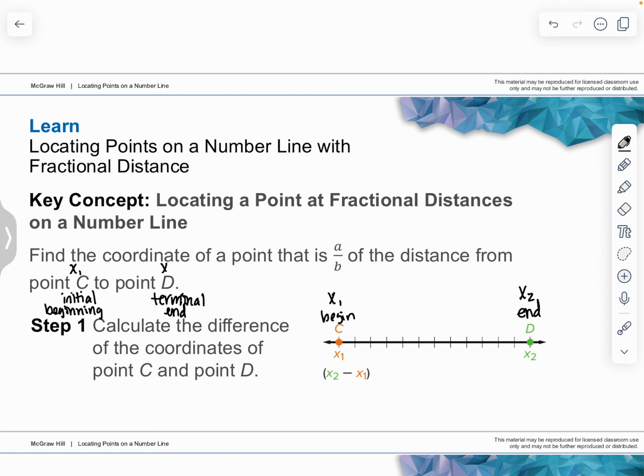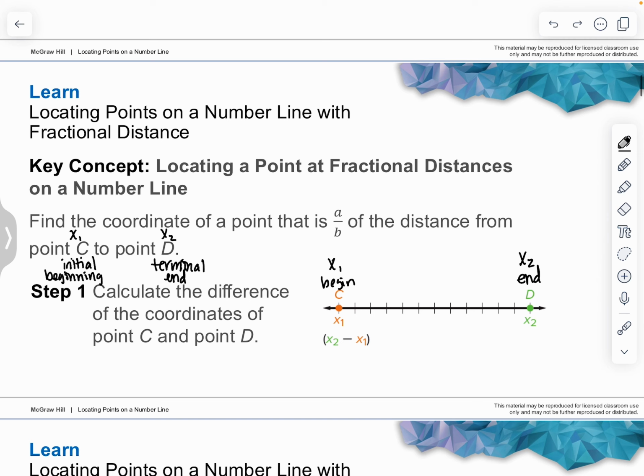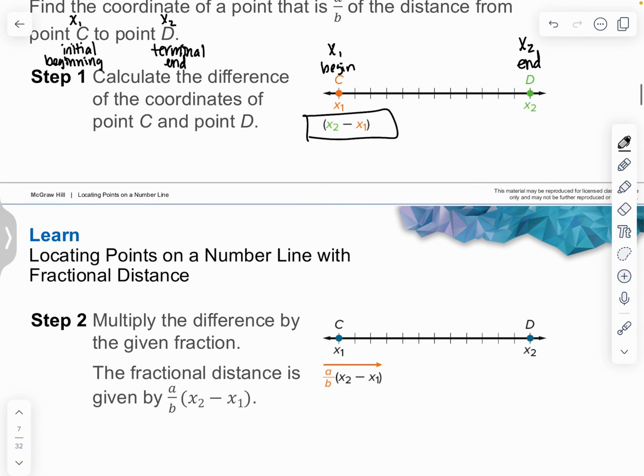X1, X2. Really keep track of that because it gets more confusing when they do something really jerky, like they do B and then A. And let me tell you what, they will do that, okay? That's jerky. I don't love to do that. I think it's mean, but it's going to happen to you guys. So be on alert. So calculate the differences. So that's the first step, is to find that difference, okay?